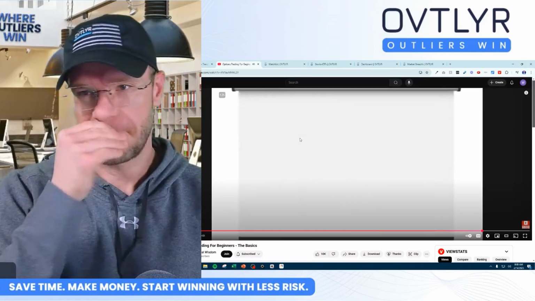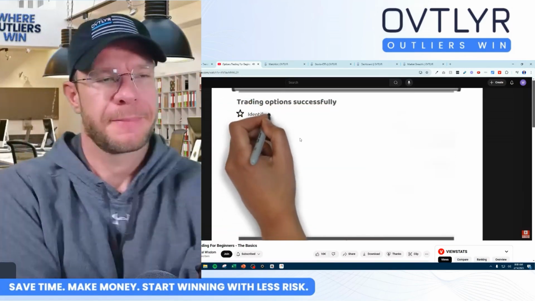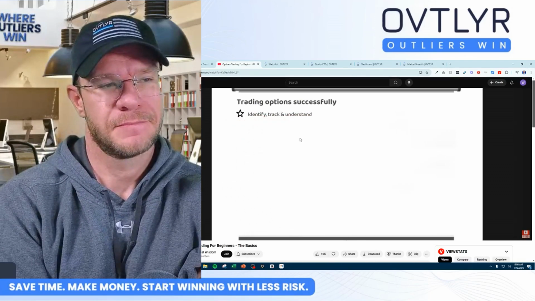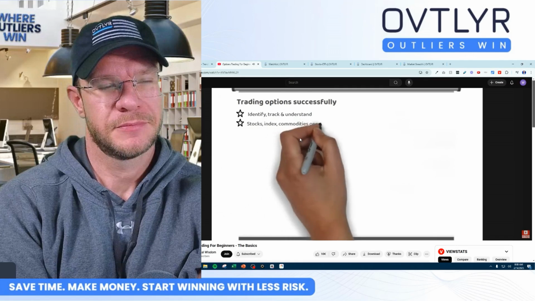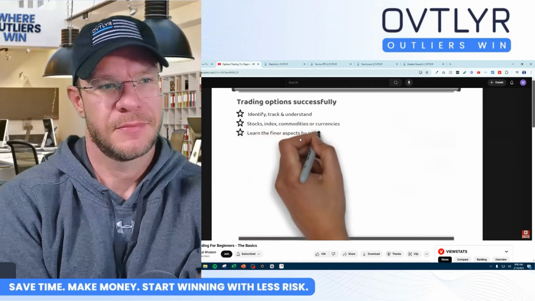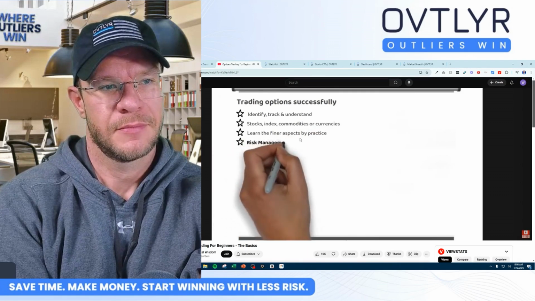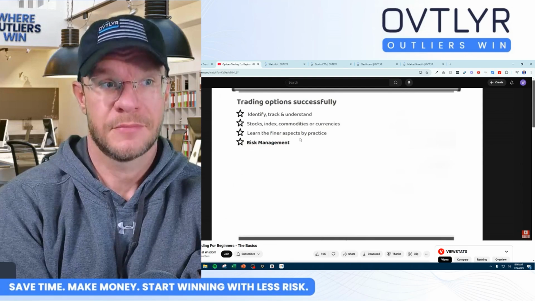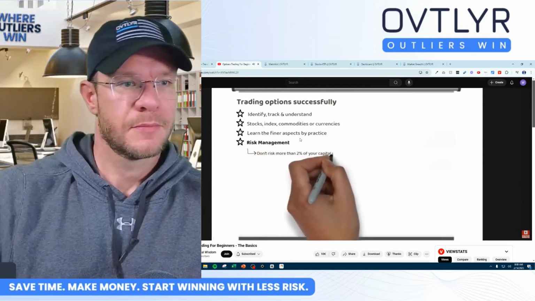To trade options successfully, you need to identify an underlying asset that you can track on a regular basis and understand its movements in and out. This underlying asset can be stocks, an index, commodities, or currencies. There are many finer aspects of trading options that you will learn as you continue trading options. And finally, the most important aspect of options trading is risk management. Because of the magnifying effect of potential losses, the best options traders don't risk more than 2% of their capital in one trade.